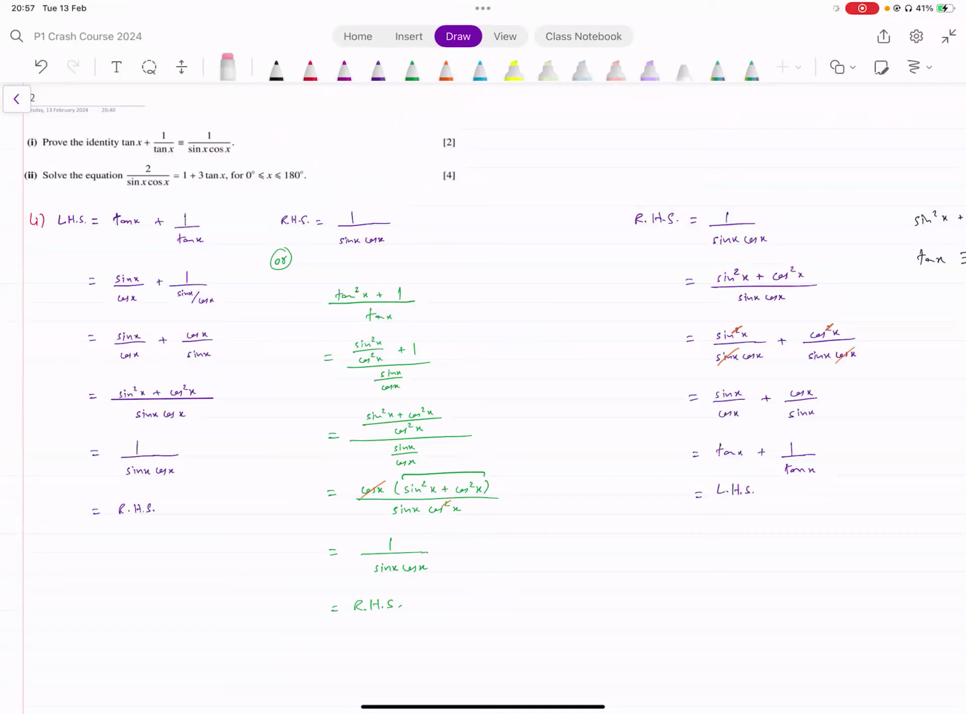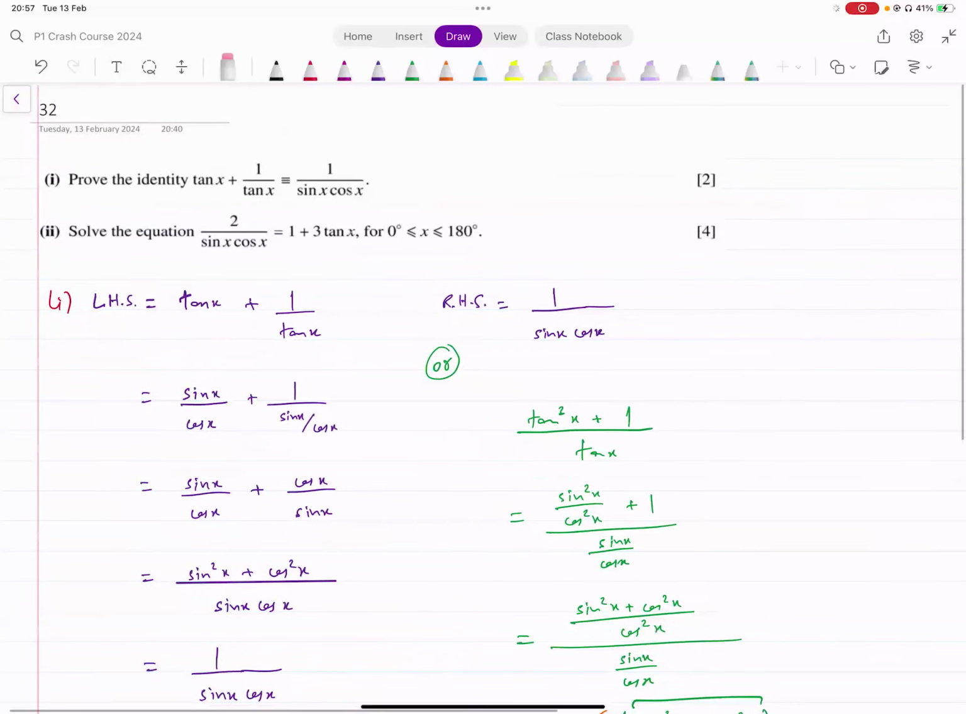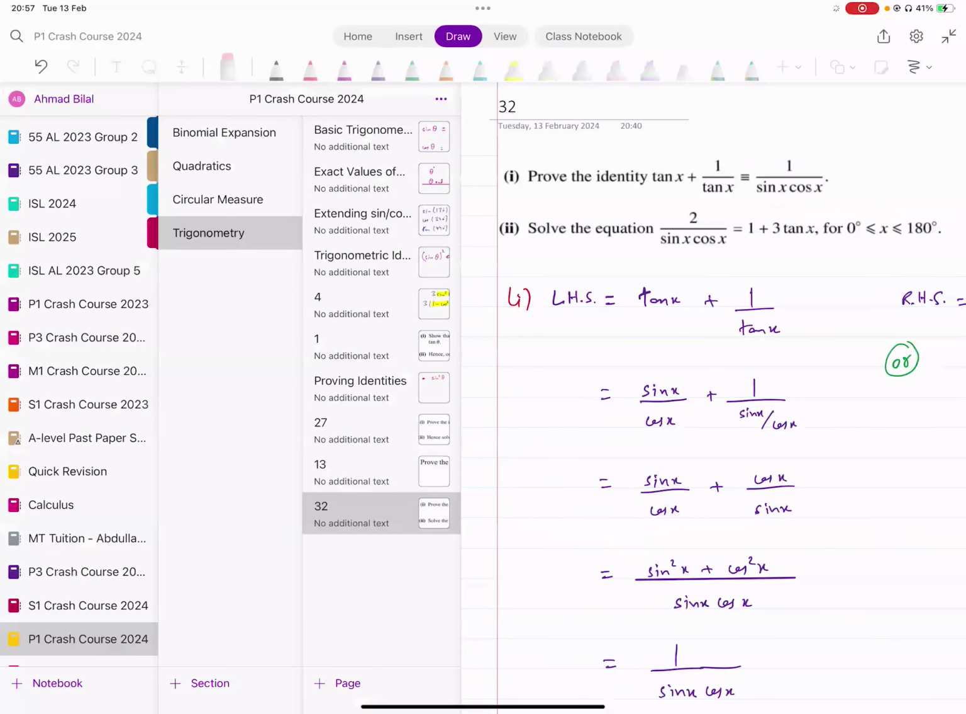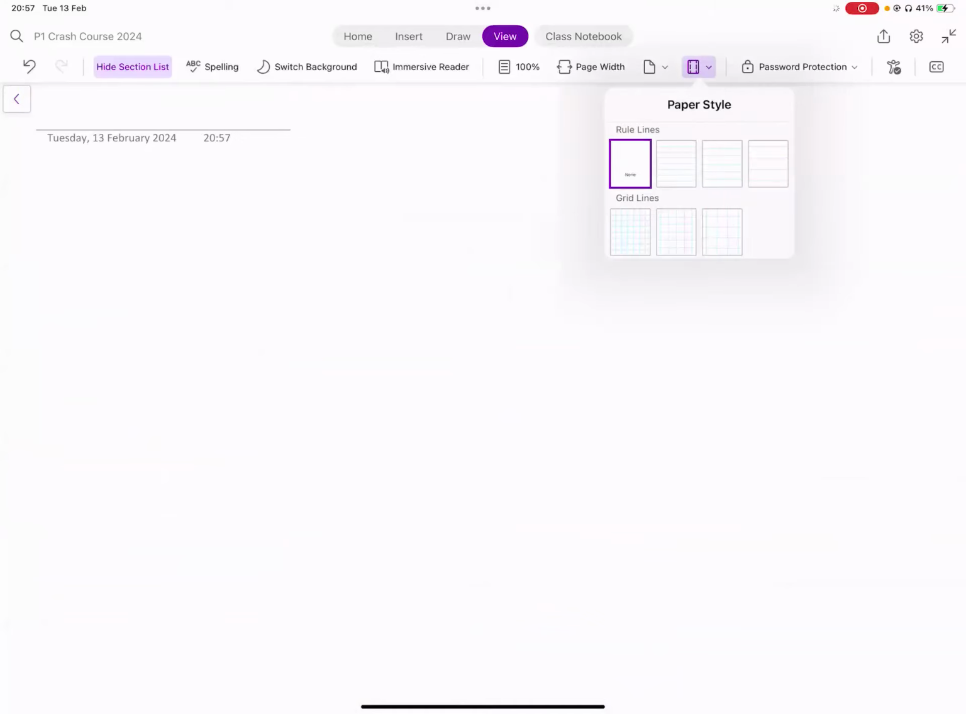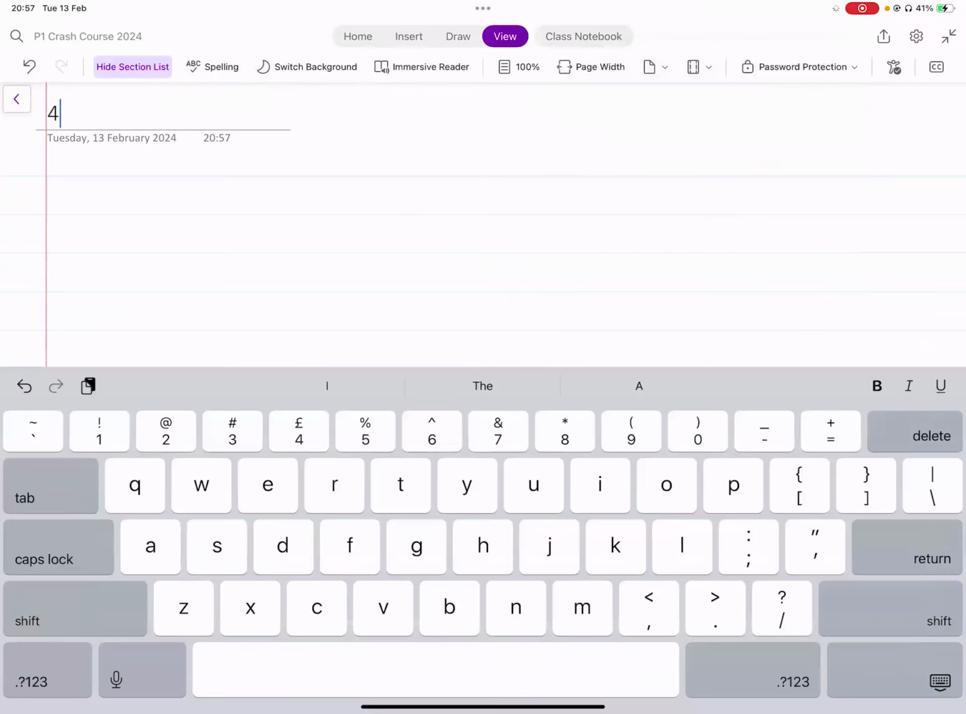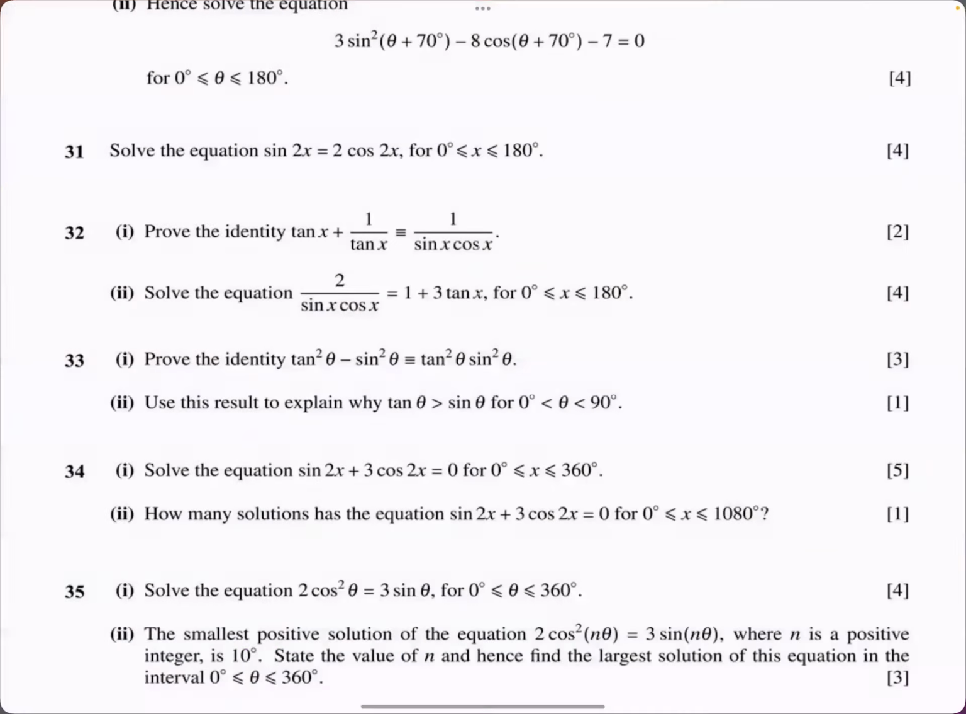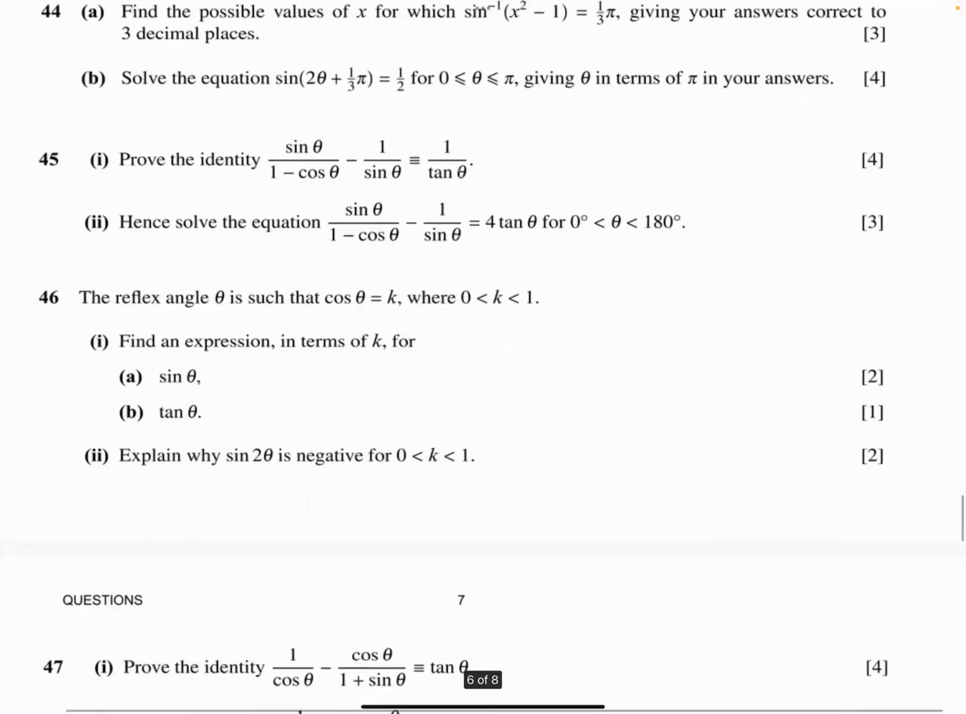Yes, okay, sir. All right, let's do the next one. 32. Now let's look at 45. Okay, let's be quick about this now because I do want to discuss one more concept before we end.